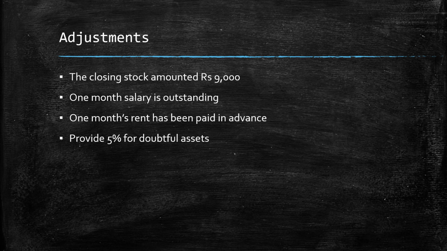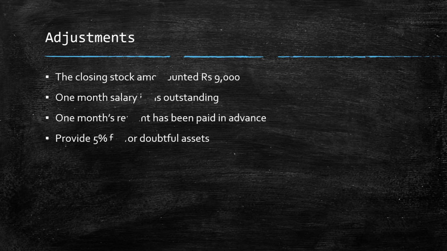1 month salary is outstanding, which is yet to be paid. 1 month rent has been prepaid in advance. You have paid in advance. Next, provide 5% for doubtful assets, which is a reserve. So now we are going to solve the problem. So first I am going to prepare a trading account.